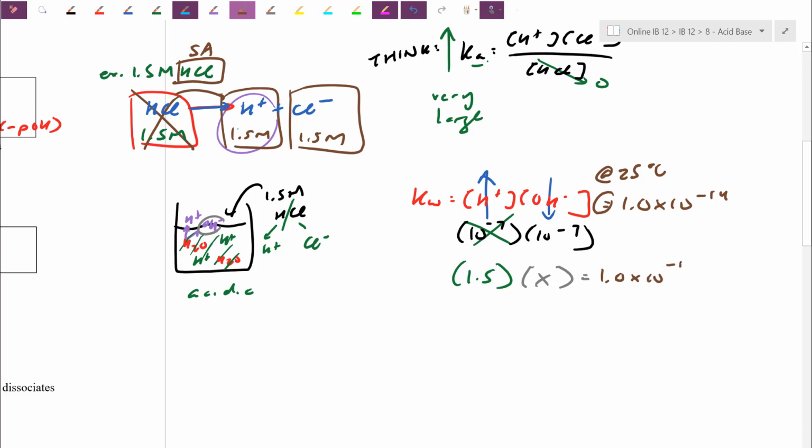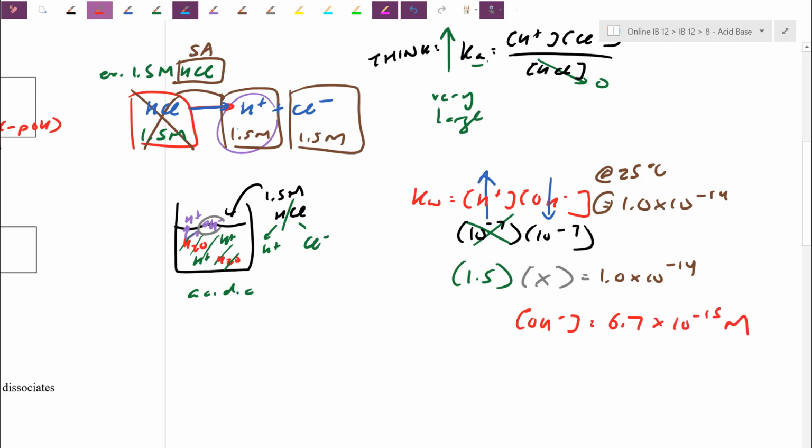Note this constant, although it's tiny, it's not 0. So what I'm going to do here is go 1e negative 14 divided by 1.5. That tells me, as expected, the OH minus is tiny. It was tiny to begin with, 10 to the negative 7 for a neutral solution. But now, as you increase the H plus, you made your solution more acidic. The OH minus has actually dropped to 6.7 times 10 to the negative 15.